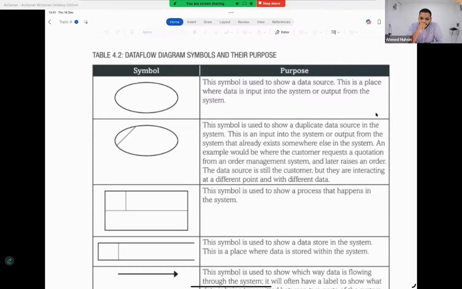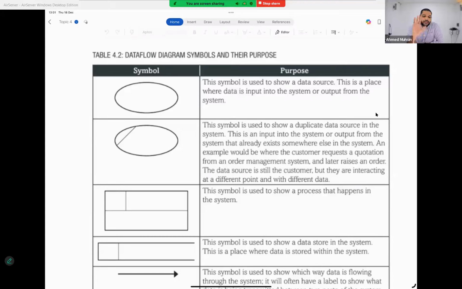Can you all read the textbook purpose? This symbol is used to show a data source, something that's going to input data or receive an output. This is a place where data is input into the system or output from the system. So for example, in a supermarket checkout, the customer can be a source. The barcode scanner could be a source.